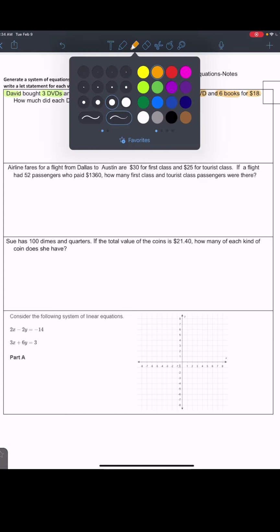So let's go back and read through this problem so that we can identify what we're looking for. David bought 3 DVDs and 4 books for $40. So I'm going to highlight David. He had 3 DVDs, 4 books, and it cost him $40. But then I come over and I noticed Anna had 1 DVD and 6 books for $18. Remember, at the end of the day, what am I looking for? How much did each DVD and book cost?